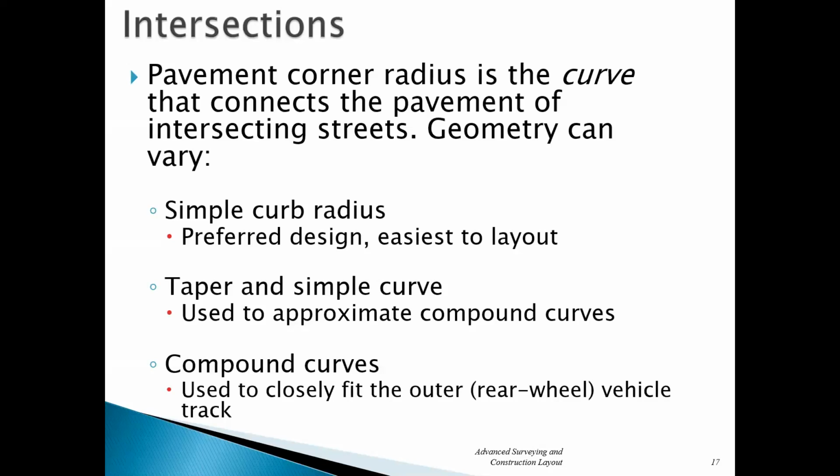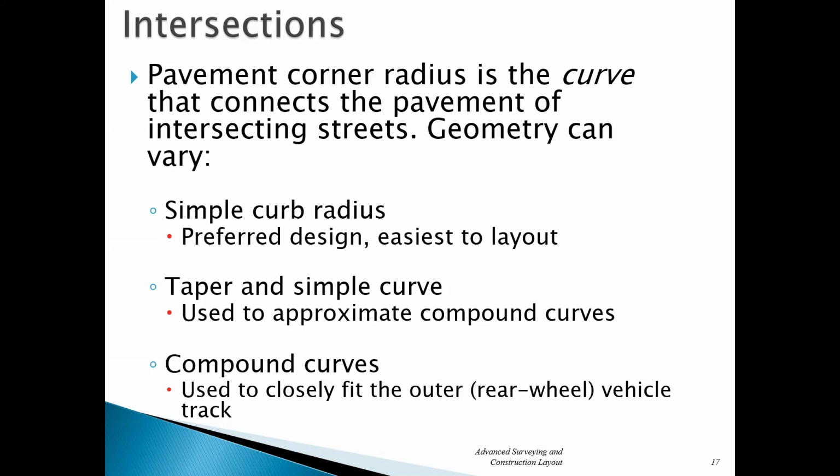The simplest type is to just put a little curb fillet radius in there. That would be like using the fillet command in AutoCAD, where you just give it a radius and you fillet the two pavement lines together. That's a preferred design. It's easiest to lay out. It's the easiest to grade. That's what we're going to be working with.